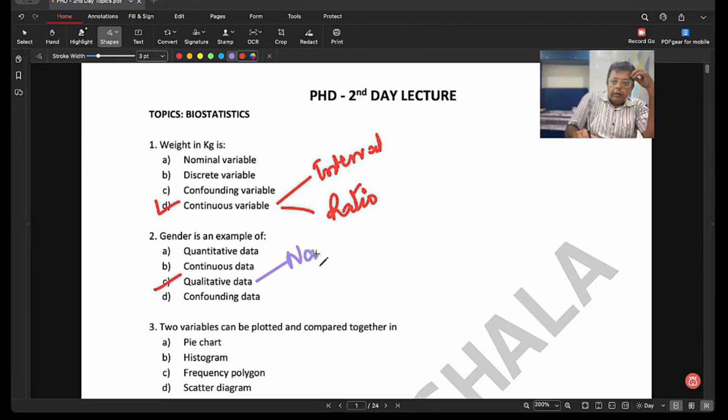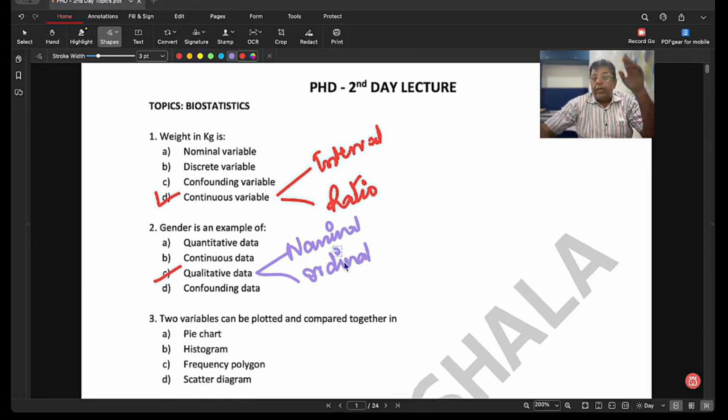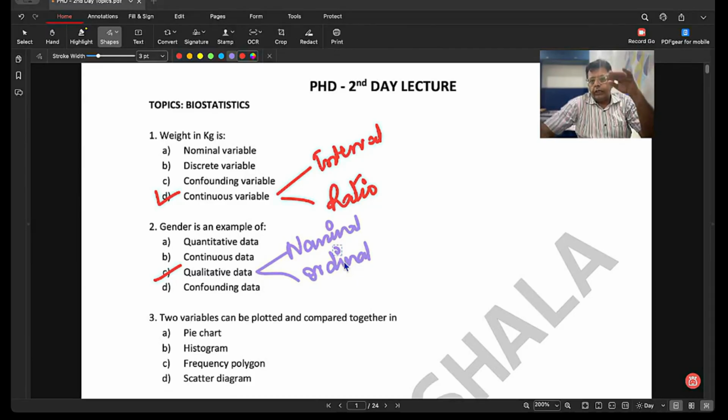Now if the data is nominal or ordinal, like mild, moderate, severe, good, fair, poor, ordinal data, Angle's classification, all these are examples of nominal and ordinal data, you will go for qualitative data. It will help you, because based on how you identify the data, the test of significance will be applied, whether you will go for T test or chi-square or ANOVA.